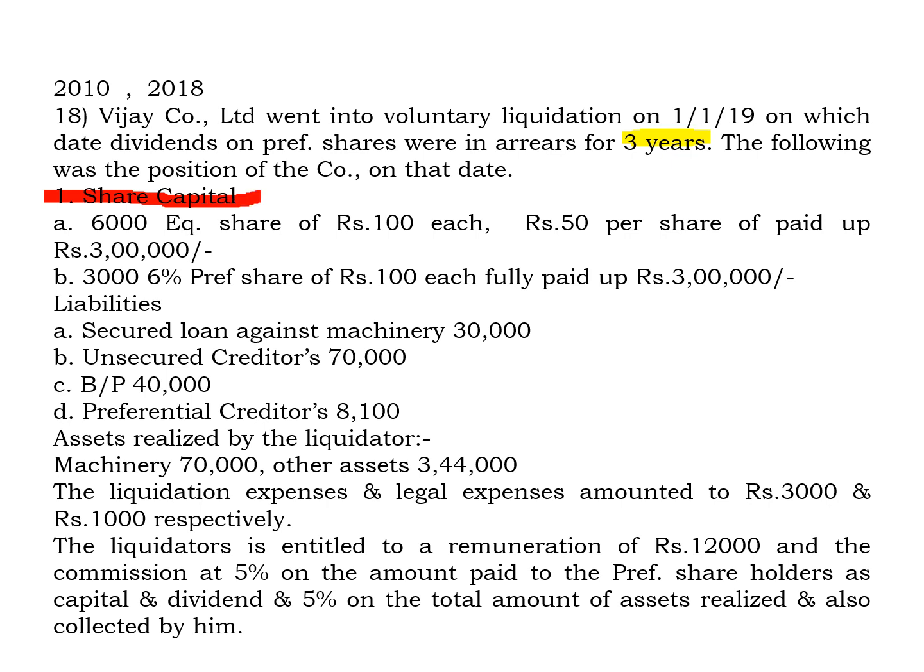The following was the position of the company as on that date. The first part is equity share capital. So we have 6,000 equity shares of rupees 100 each, 50 rupees per share paid up, 3 lakh. So 6,000 into 50 rupees you get 3 lakh. So equity share is not fully paid, it's partly paid. Equity share is 50 rupees paid, another 50 rupees is uncalled capital.